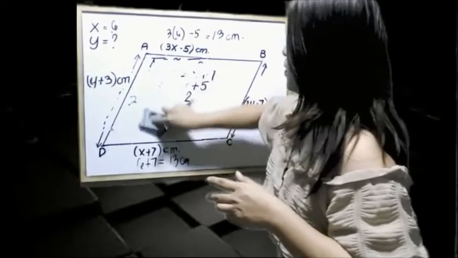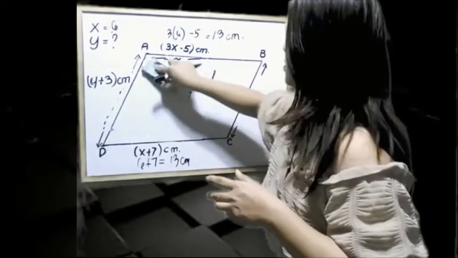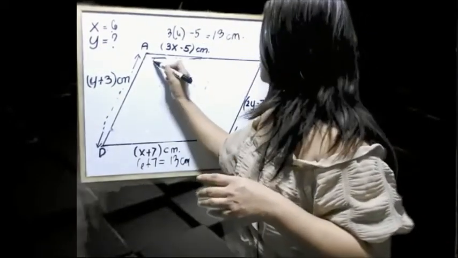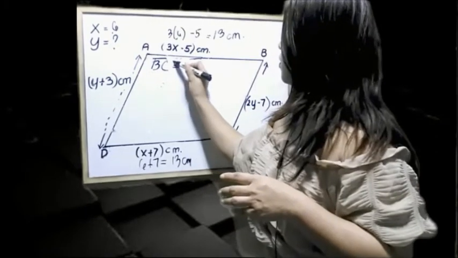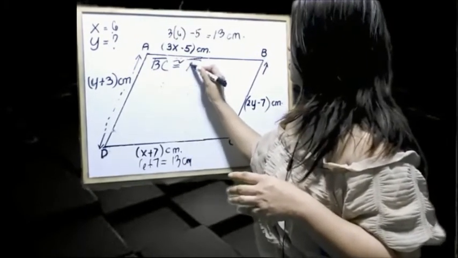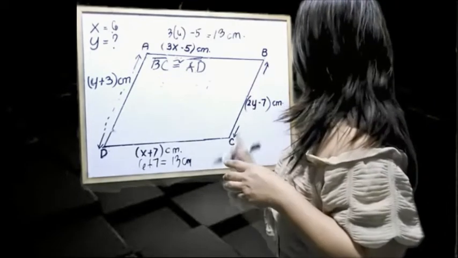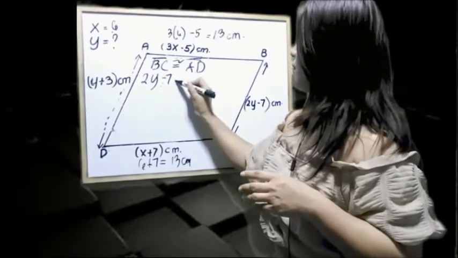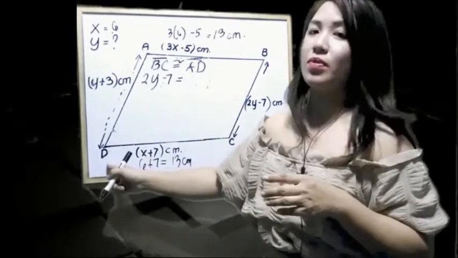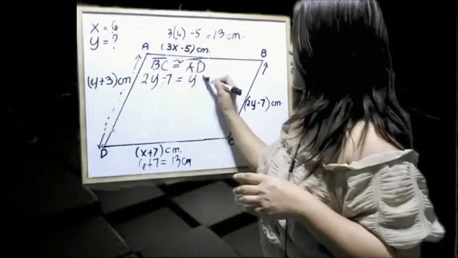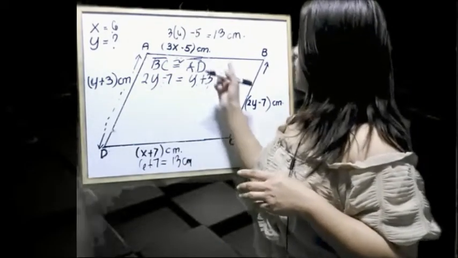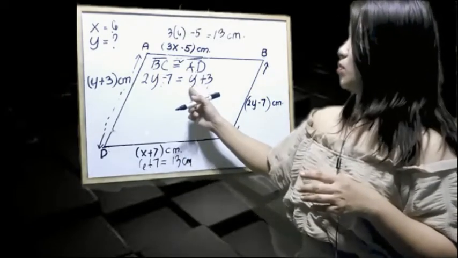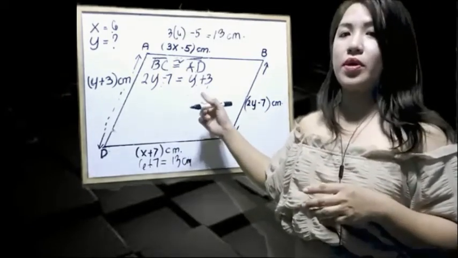So what are those two parallel sides with the y terms? They would be line segment BC, which is congruent to line segment AD. Substituting the values, the measure of line segment BC is 2y minus 7, which must be equal to the measure of line segment AD, which is y plus 3. Alright, we will be adding the unit of measurement on the final answer. 2y minus 7 is equal to y plus 3. This is now our equation.